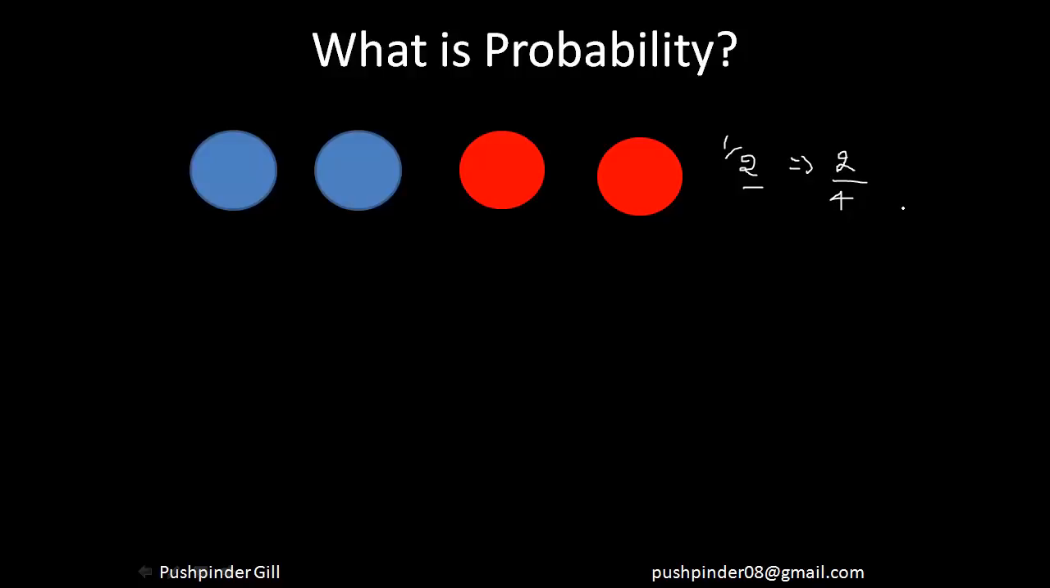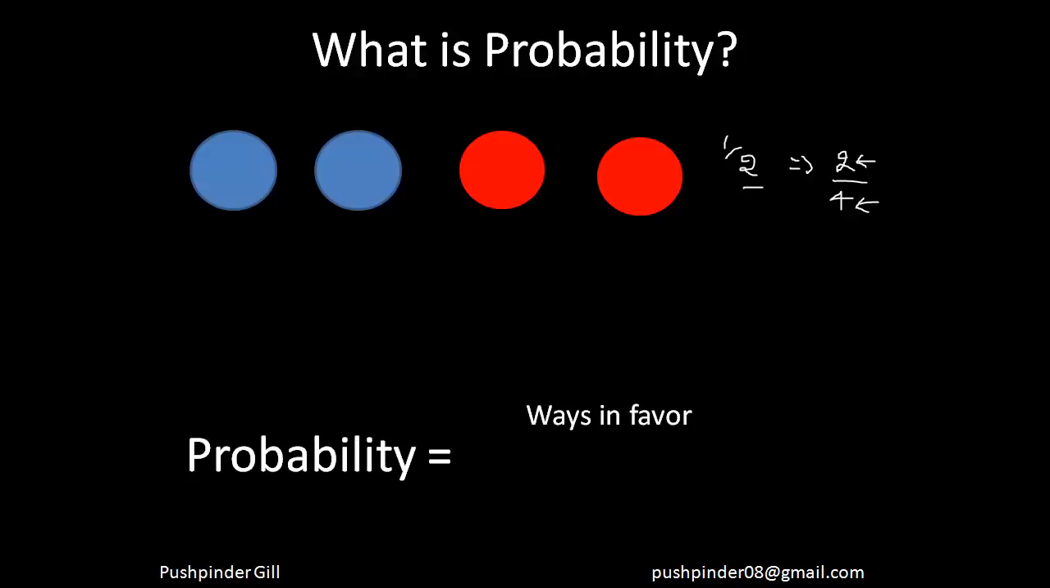So this is how the probability is calculated. It's the total number of your favorable cases divided by the actual total number of cases. So probability is defined as ways in favor divided by total number of ways. Now this is a very simple and traditional method of calculating probability. Probability is also said as chances and all those things. It can be taken in terms of fractions or in terms of percentages. So you just multiply by 100 over here and you get your probability in terms of percentage.